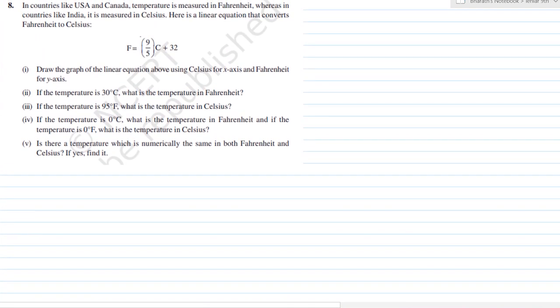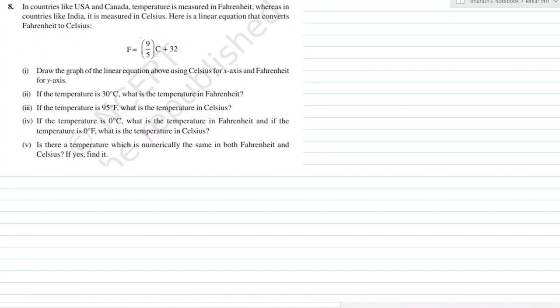Now going to the next question. In a country like USA and Canada, temperature is measured in Fahrenheit, whereas in countries like India, it's measured in Celsius. Here is a linear equation that converts Fahrenheit to Celsius. Same thing. Let Fahrenheit be y and Celsius be x. So you can write this equation as y is equal to 9 by 5 x plus 32. Fine. We'll be drawing this graph later.